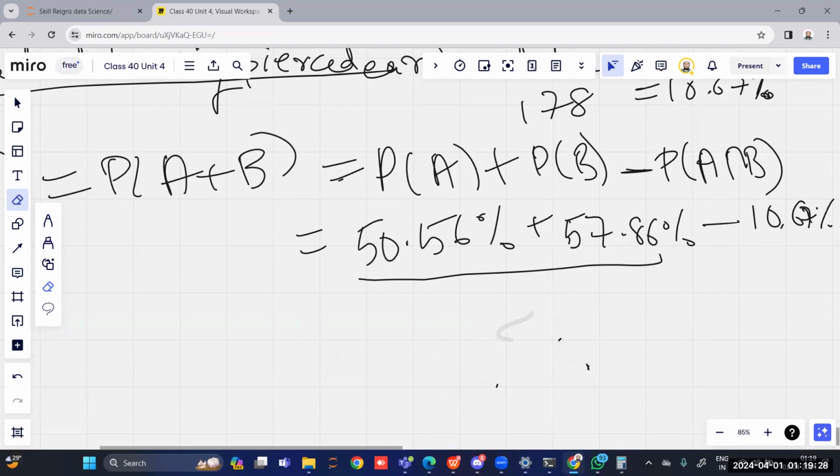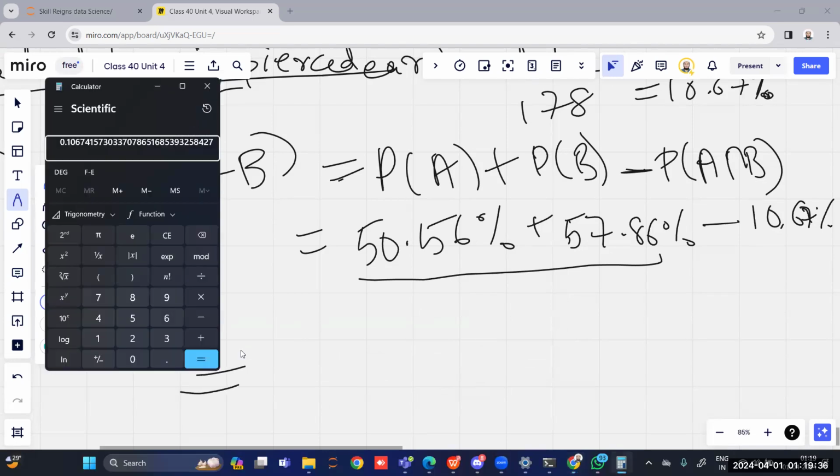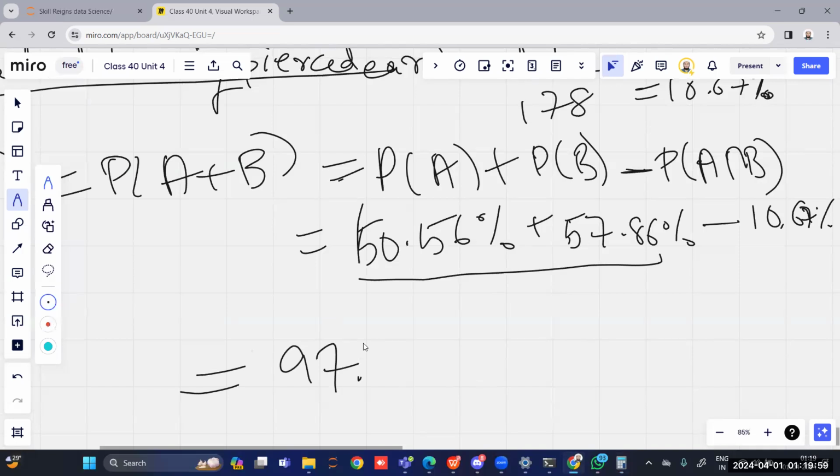What will be the final answer, by the way? We'll do it on the calculator. 50.56 minus, not plus, plus 57.86, enter, minus 10.67. It is 97 point, how much has it come? 75%. So it is around 0.9775.